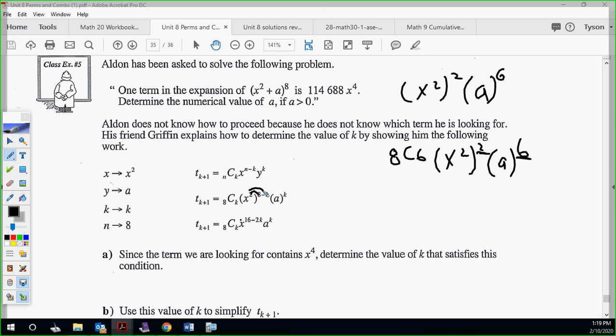And so 16 minus 2k, this is where they have to cheat. 16 minus 2k, that value should equal what? By what they're showing us up above, 4. 16 minus 2k should equal 4 because we expect our x to have an exponent of 4, because that's what they told us. The exponent on x is 4.